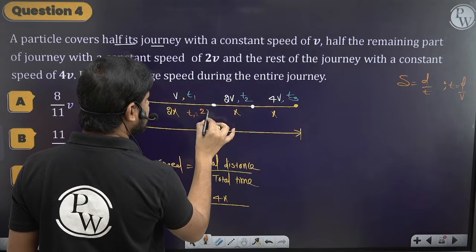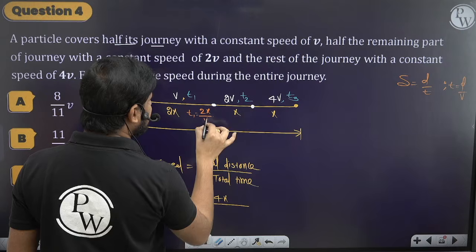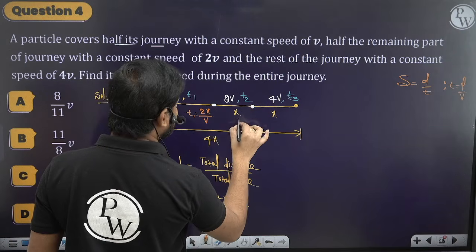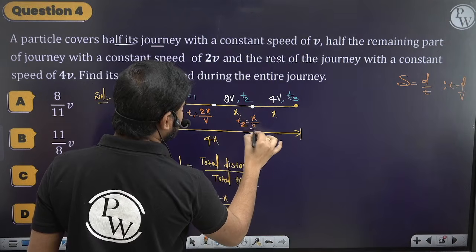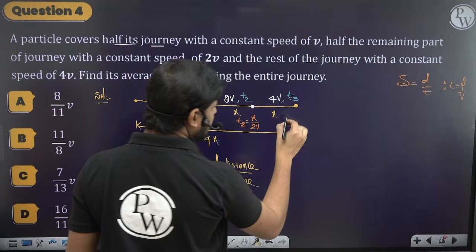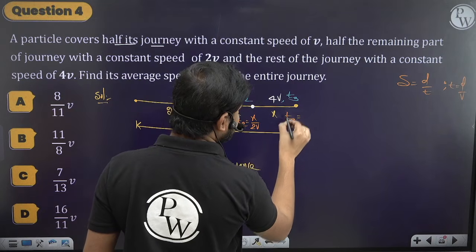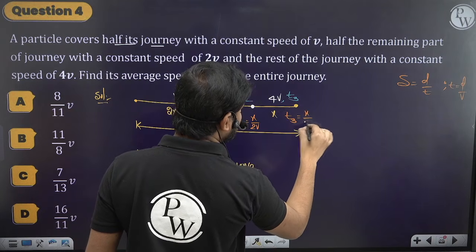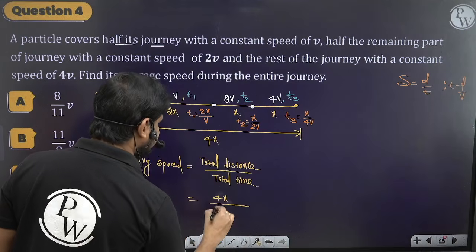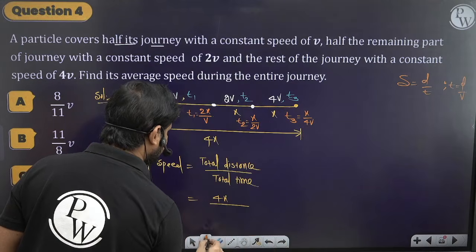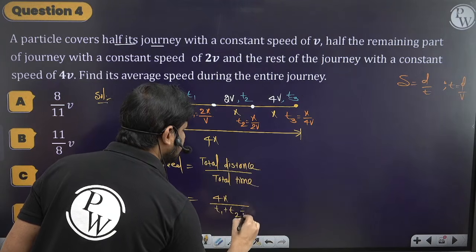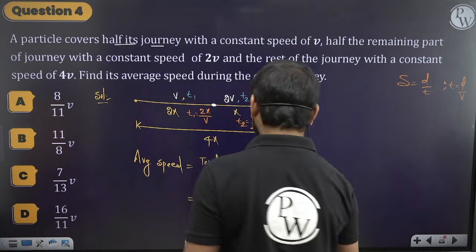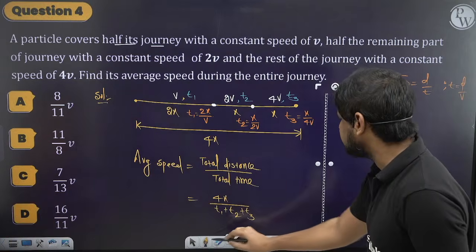What is the distance? 2x, by velocity v. So t1 is 2x by v. Here t2: distance by velocity, distance is x, velocity 2v. Here also, time t3, which is distance x by velocity 4v. So now simply write the total time as t1 plus t2 plus t3. So now substitute the values.